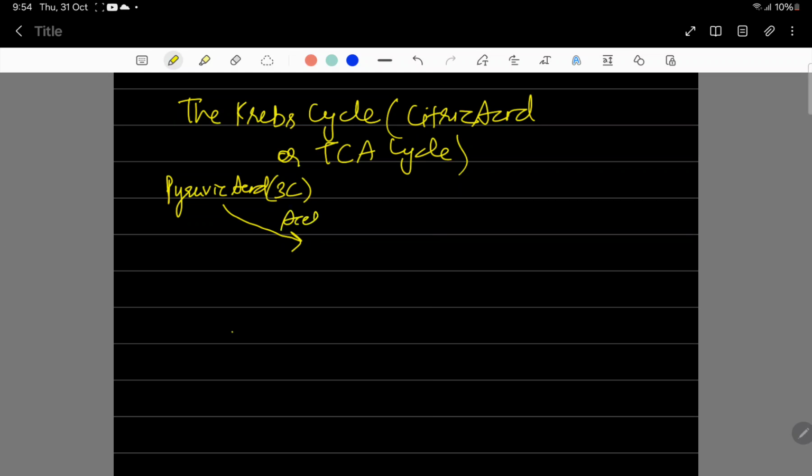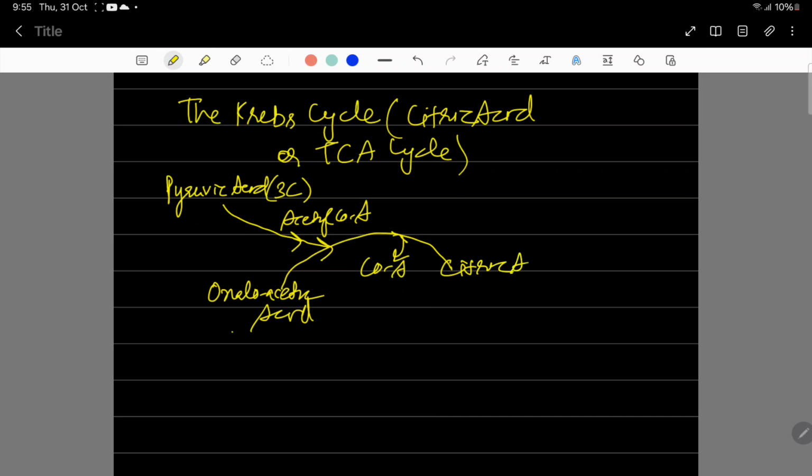On reaction with acetyl coenzyme A, it enters into the mitochondria, that is, on reaction with oxaloacetic acid and acetyl coenzyme A, it forms the citric acid, which is of 6 carbon.